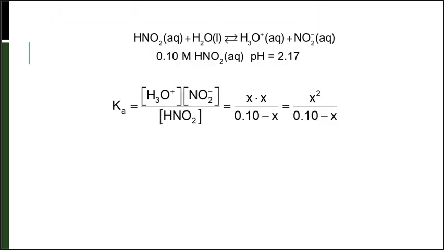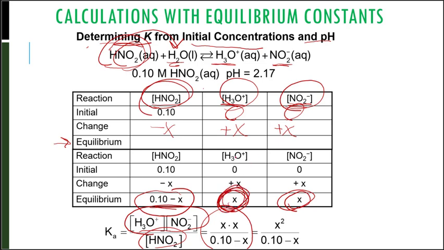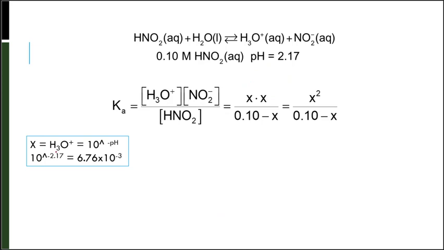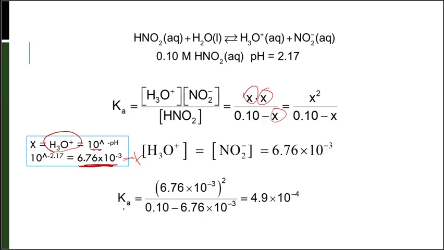Now let's think about what X is. If I look back here, X is my H3O+, the concentration of my hydronium ion. Well, I was told that the pH was 2.17. So I can take this one step further and say, 10 raised to the negative pH will give me my hydronium ion concentration. So 10 raised to the negative 2.17 is 6.76 times 10 to the negative 3. That is X. So let's plug that in to my X values to get Ka. That would give me 4.9 times 10 to the negative 4.